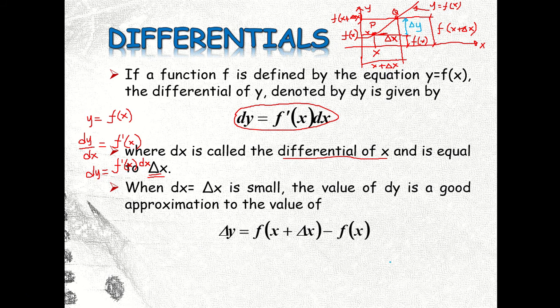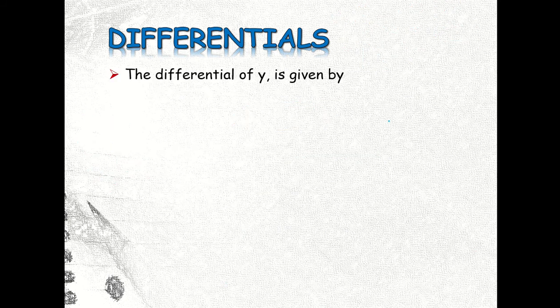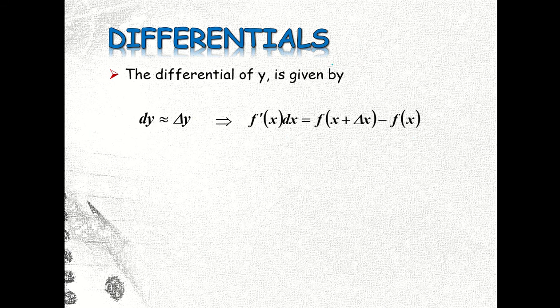So the value of dy is a good approximation to the value of delta y, which is equivalent to f of x plus delta x minus f of x. I just gave you a simple recall of where this equation is coming from. So the differential of y is given by dy, which is approximately equal to delta y, and this is equal to f prime of x dx.